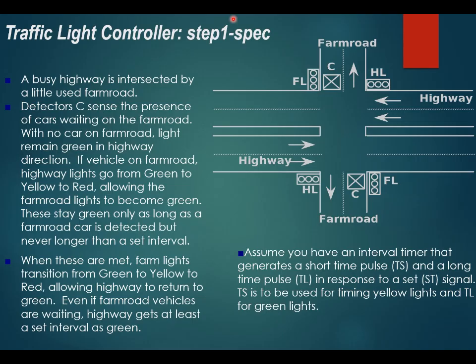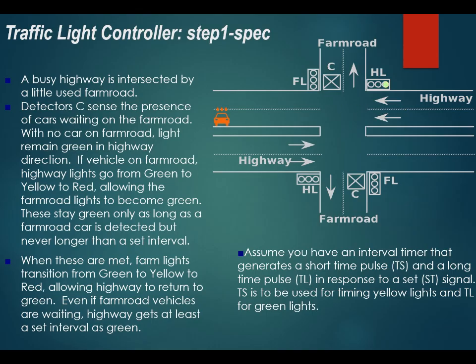The third example is the traffic light controller. So let's try to understand it, and read the specification of the traffic light carefully. It's an intersection road where there's a farm road which normally has fewer cars, and there's a highway which normally has more cars. There are detectors buried on the farm road to detect whether a car is there or not. So normally the highway will get the priority of the green traffic light.